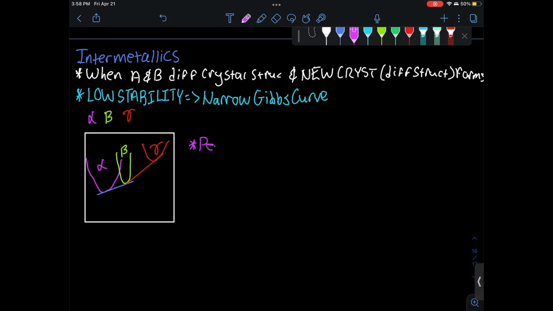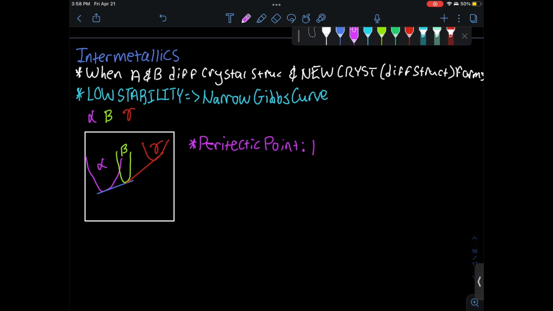What's a peritectic? A peritectic point. That is when we go from a liquid plus some solid to one solid.